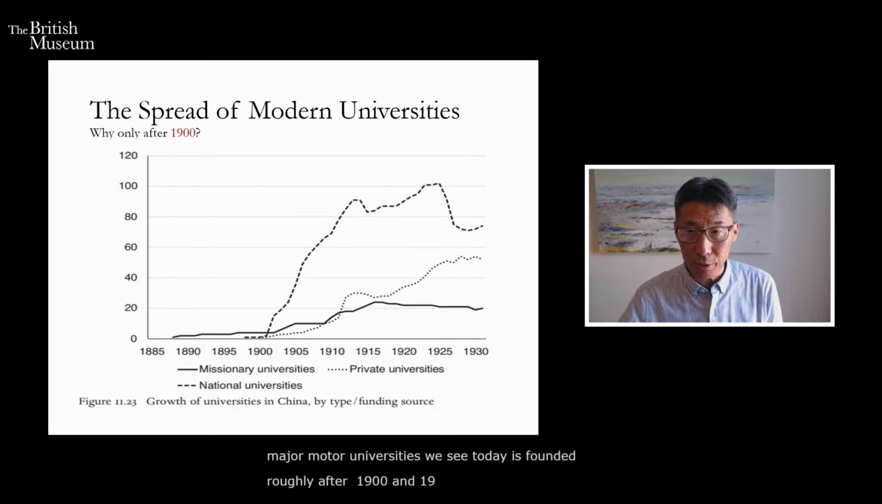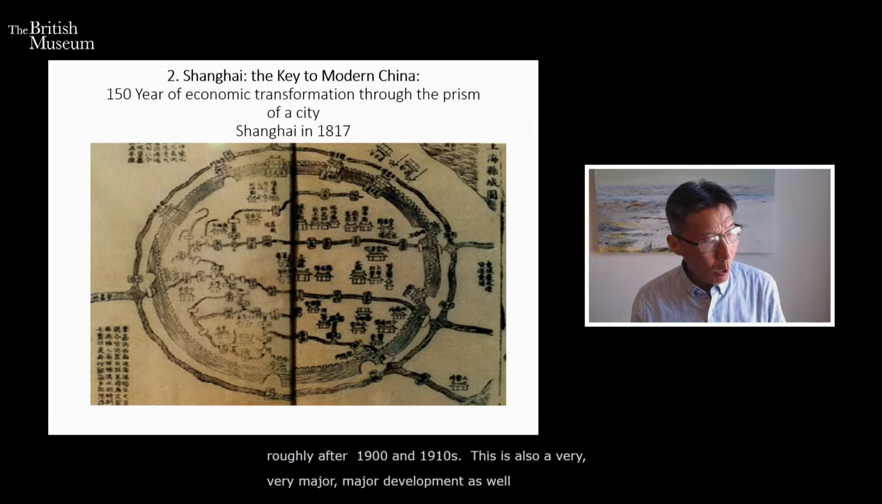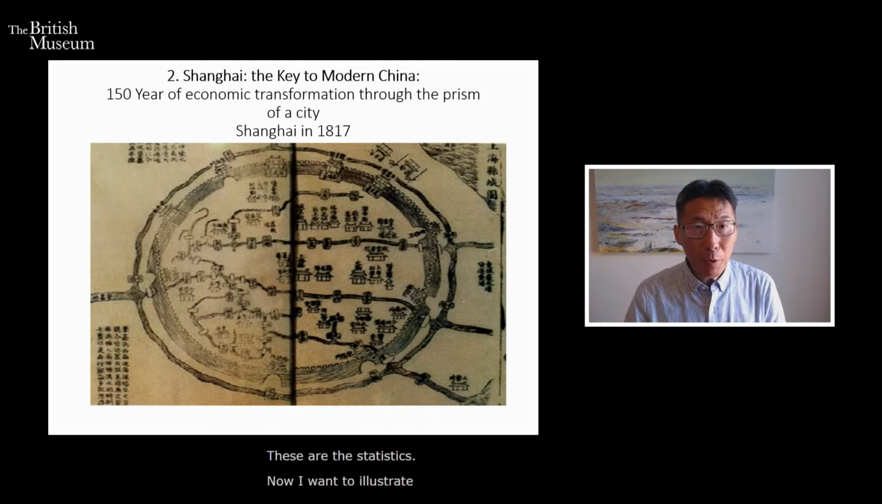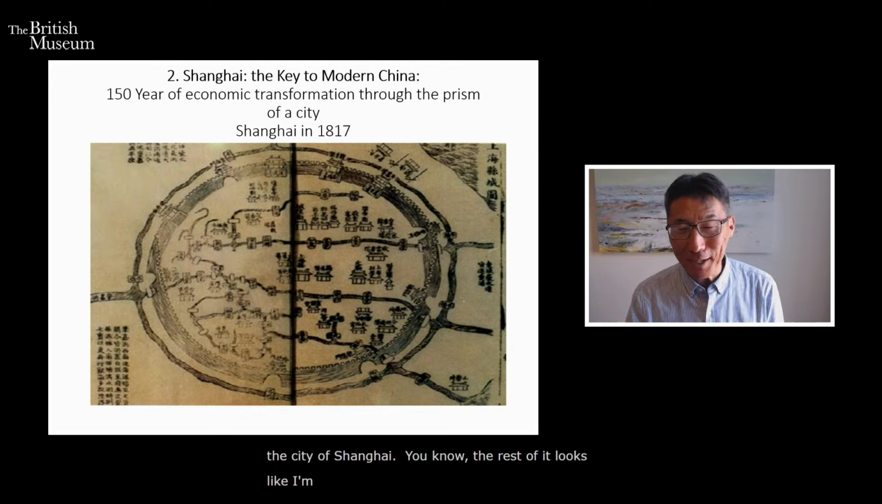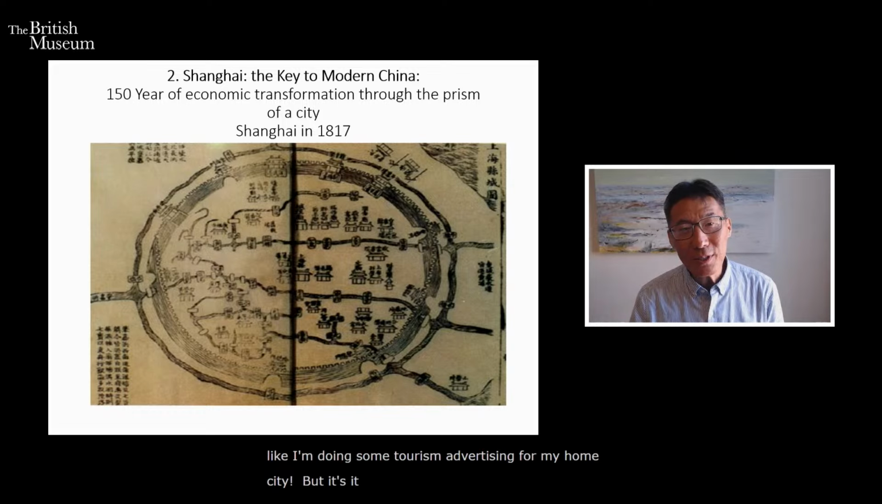Well, these are the statistics. Now, I want to illustrate in particular one case, which many people have paid attention to, the city of Shanghai, okay? It looks like I'm doing some tourism advertising for my home city, but it's quite important. So roughly, you can see a little circle, and that circle today is called Renmin Road. That was the old wall.